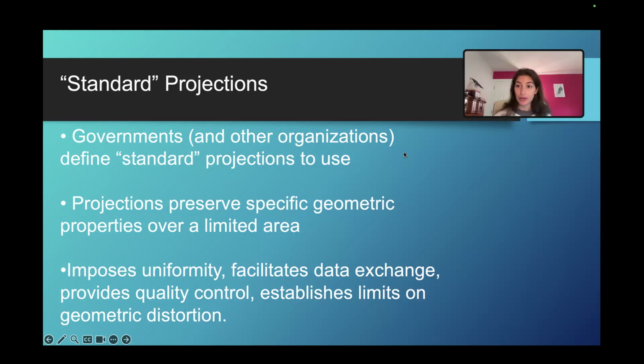There are some standardized projections, and by that I mean the ones that certain agencies and governments will utilize most of the time. Projections help to preserve specific geometric properties over limited amounts of areas. The reason that we have standardized projections is that it helps to impose some form of uniformity, helps us with data exchange, provides some sort of quality control, and establishes limits on distortion.